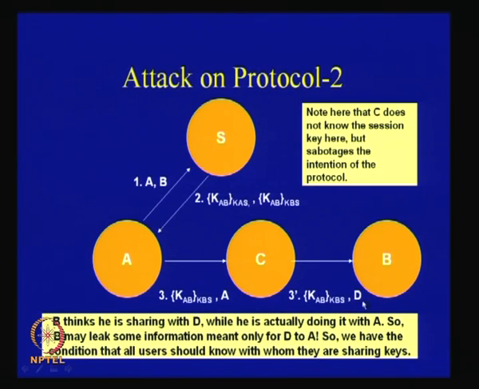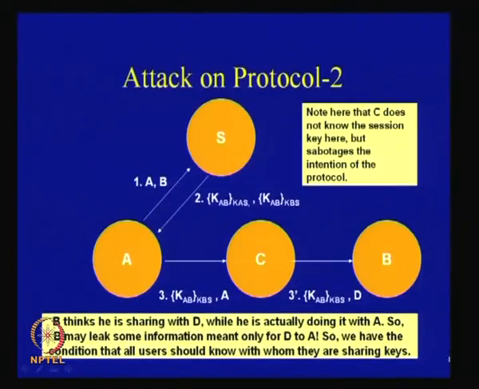The problem is that B takes the first part, of course decrypts it, and thinks that the KAB key is actually meant for communicating with D. So, if you remember the objective of this protocol, the second objective was that at the end of the protocol both A and B should be convinced that they are establishing a new key and should know with whom they are communicating, right. But in this case there is a problem.